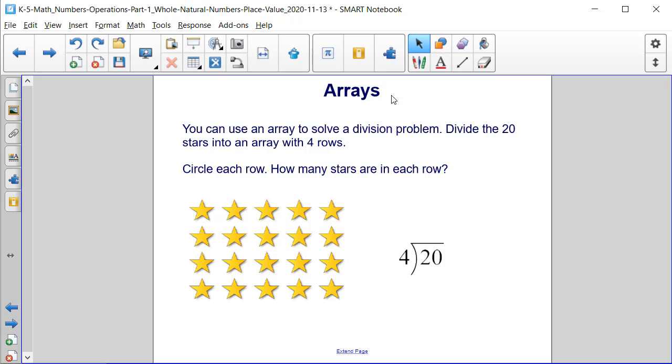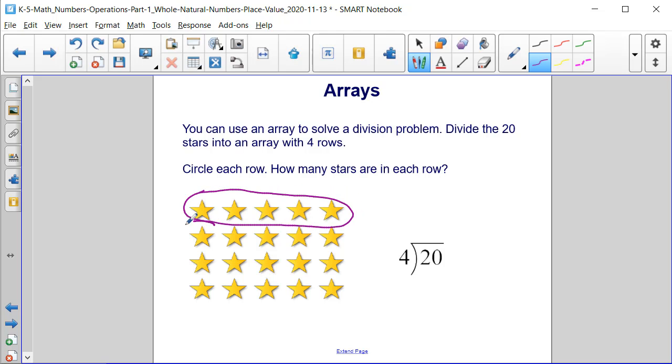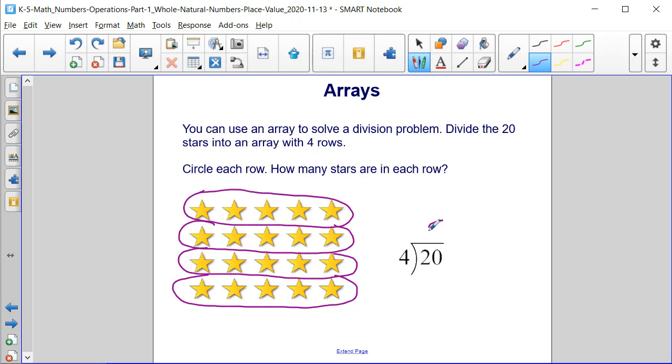You can also use an array to solve a division problem. Divide the 20 stars into an array with 4 rows. So if you arrange 20 stars and put them into 4 rows, as shown, we can circle each row. And then we can count the number of stars in each row, 1, 2, 3, 4, 5. And notice every single row has 5. Therefore, 20 divided by 4 is 5.